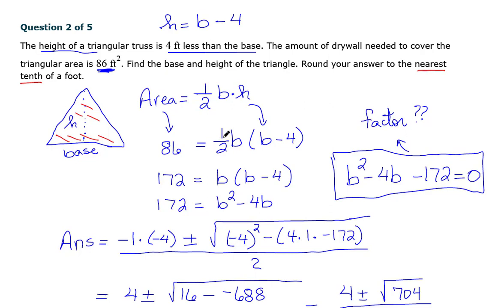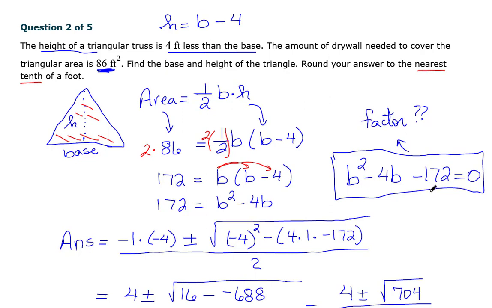So here's the area. Here's B. Here's H, which is B minus 4. Now, I don't really want to carry around this 1/2. And so to get rid of it, I am multiplying both sides by 2. And so when I do that, I get rid of it there. 2 times 86 is 172. And for this part, I'm just going to distribute in the b. So it's looking better. And so finally move the number to the right hand side, and we've got this equation in terms of the base.